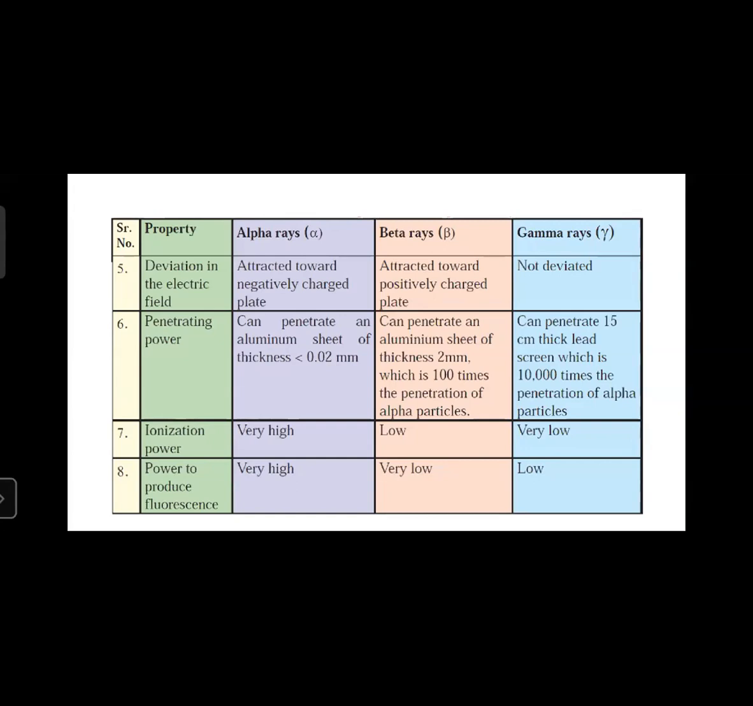Ionization power. Alpha rays have very high ionization power. Beta rays have very low ionization power, and gamma rays have very low ionization power. Power of production of fluorescence. Alpha rays have very high power, beta rays very low power, and gamma rays have low power of producing fluorescence.